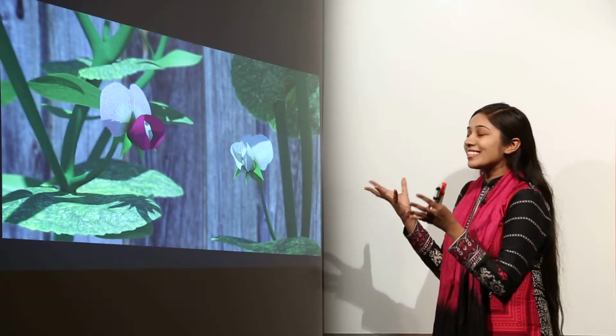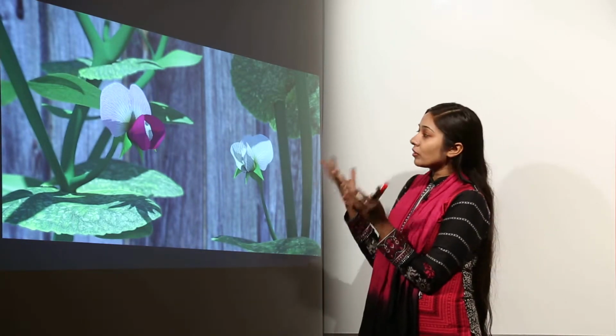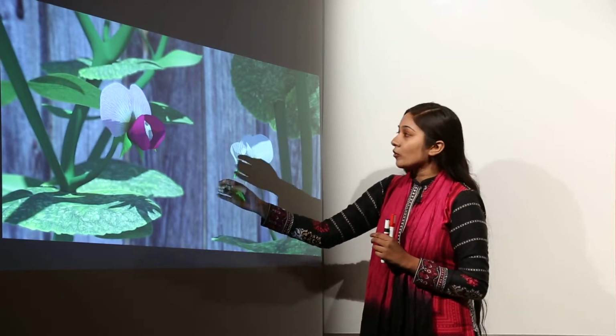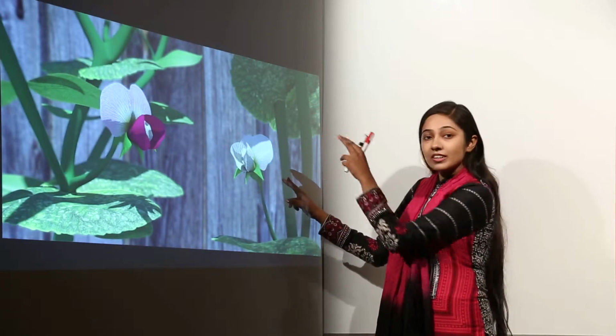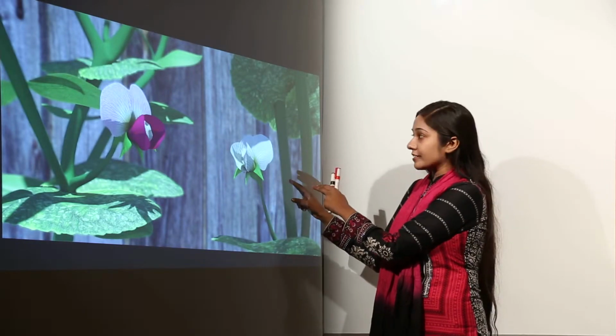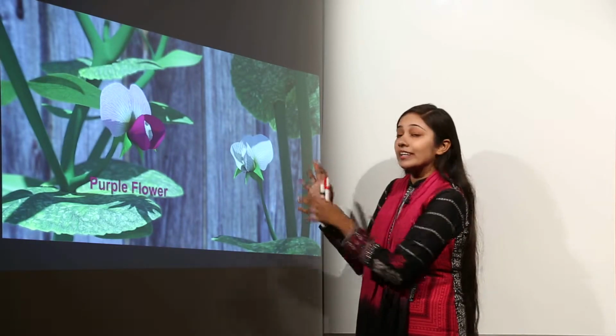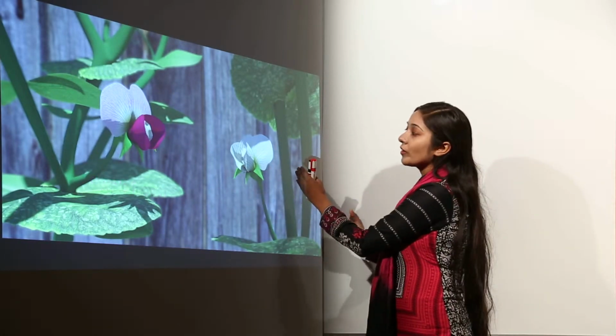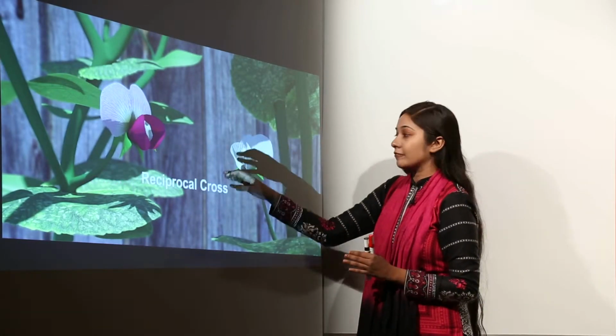Then he did some reciprocal crosses. What is a reciprocal cross? It means pollen grains from the purple flower are going to sit on the stigma of white flowers, and also it can be demonstrated as the pollen grains from white flowers are going to sit on the stigma of purple flowers.